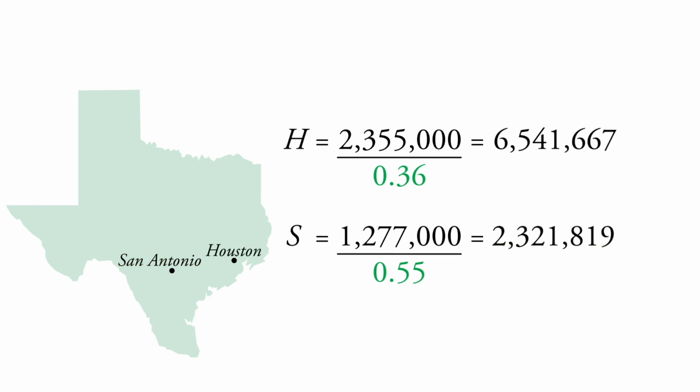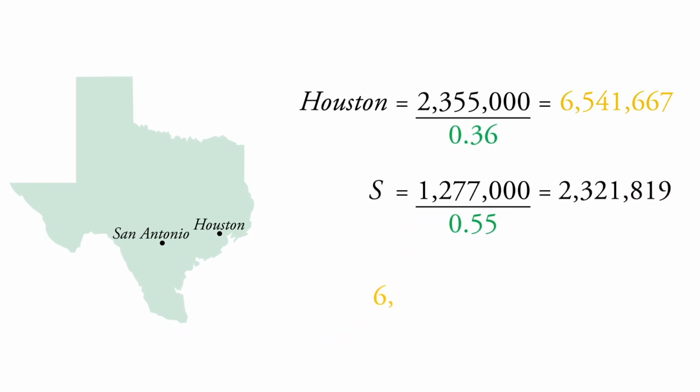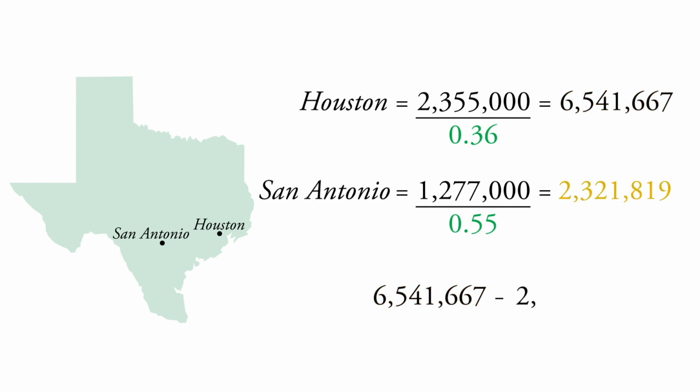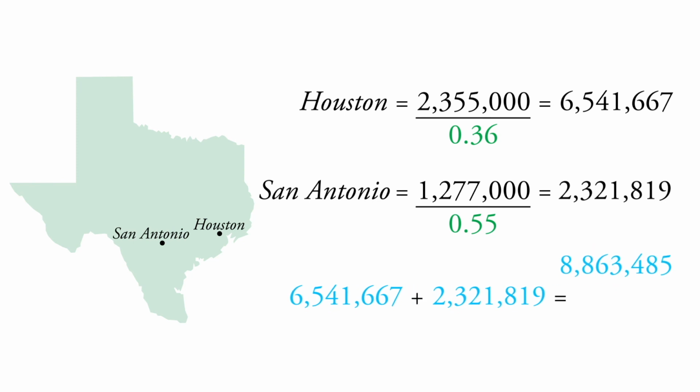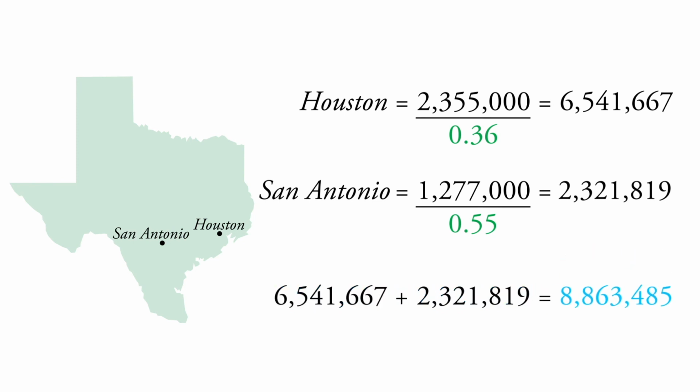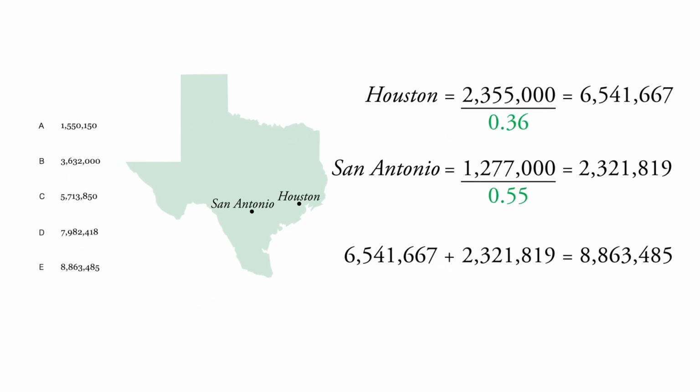So we have a total population of Houston of 6,541,667 and a total population of San Antonio at 2,321,819. And we'll just add those together, and we get 8,863,485, which we feel good about because that's our correct answer.